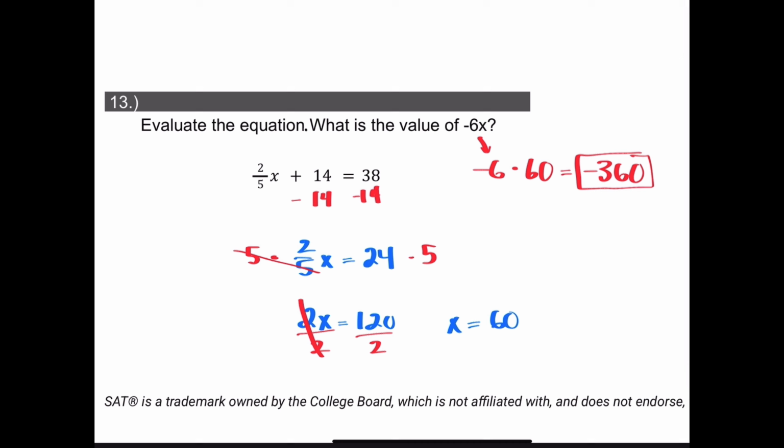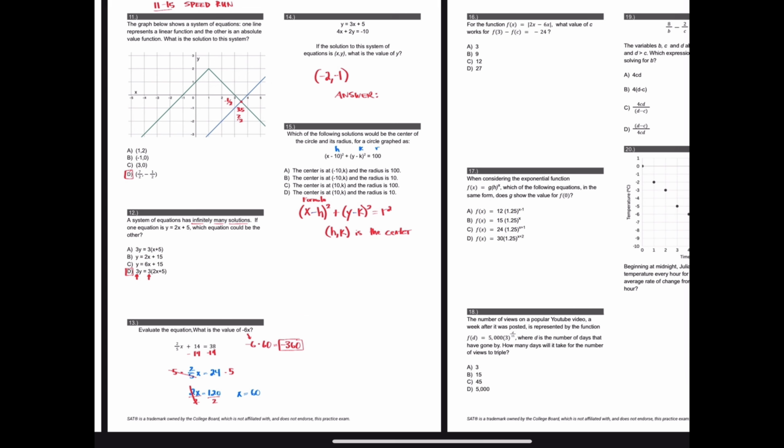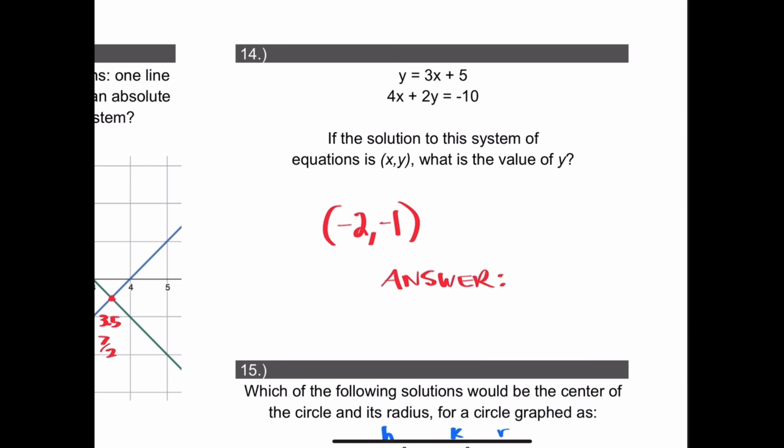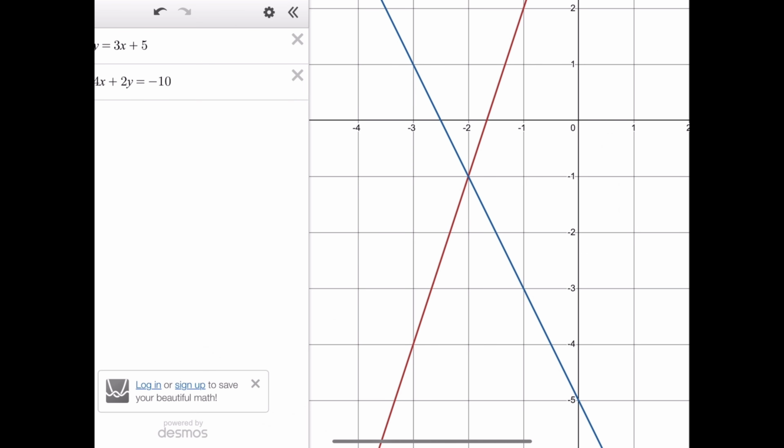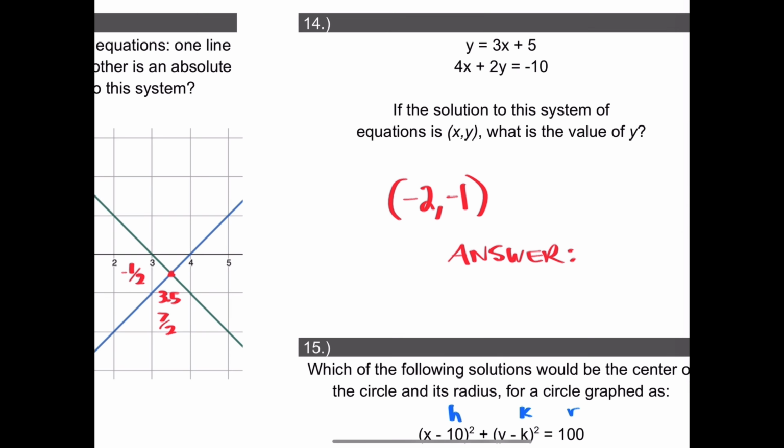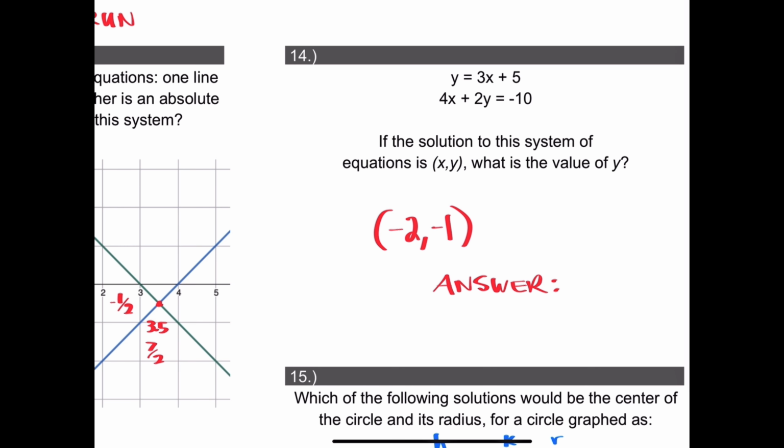There you go. And moving up to 14, says we have a system of equations there. It says if the solution to this system of equations is xy, what is the value of y? You would want to open up your Desmos graphing calculator on the exam, punch in each of those equations, which gives you a graph that looks like this. We can see those two lines cross at -2, -1, which is what I have written down right here, -2, -1. But they just want the value of y, so your answer there would only be -1.